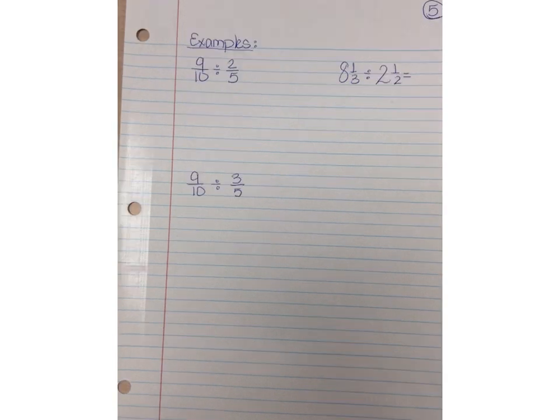Okay, for box 5, we're going to do 3 examples. Let's do 9 over 10 divided by 2/5. If you want, you can either just walk through it with me, or you can try them on your own and then play the video and see if you have the correct answer. Okay, so for the first one, 9/10 divided by 2/5, the first thing I need to do is use the reciprocal. 9/10 multiplied by 5 over 2.